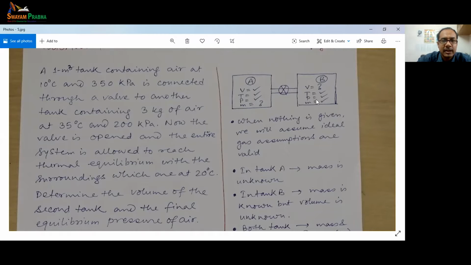So for the second tank, here you can see that mass is given, pressure and temperature are given, but volume is not known for tank B. And for tank A, volume, temperature and pressure, all these things are known, which are indicated with a tick mark, and mass is not known for the first tank.